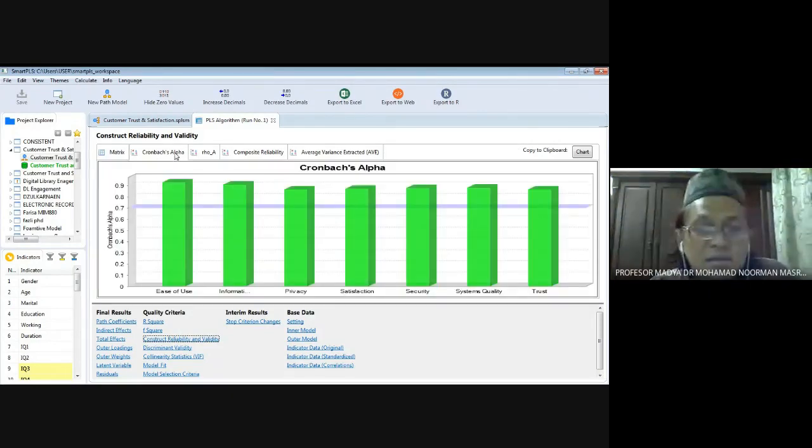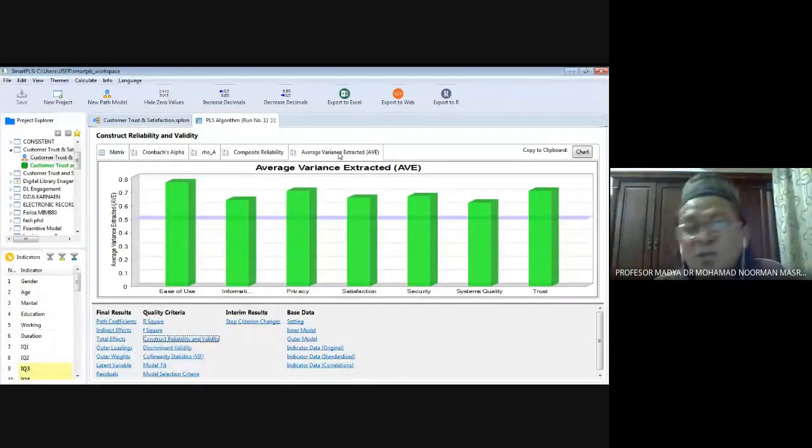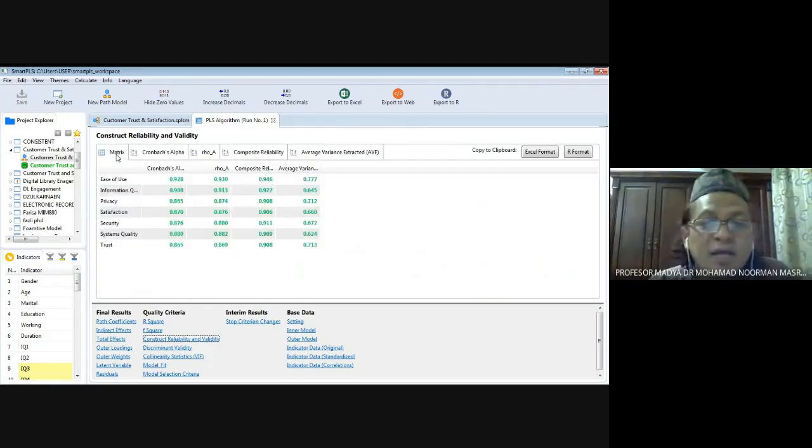You can see the graph, all are in green, and you can see this line at 0.7, which shows the benchmark. So you can just click copy to clipboard, and then paste onto your Word for reporting. The same goes for rho, composite reliability, and average variance extracted. It's good to include the graph because, as the saying goes, a picture is worth a thousand words. It's clearer. All right, that is the convergent validity.